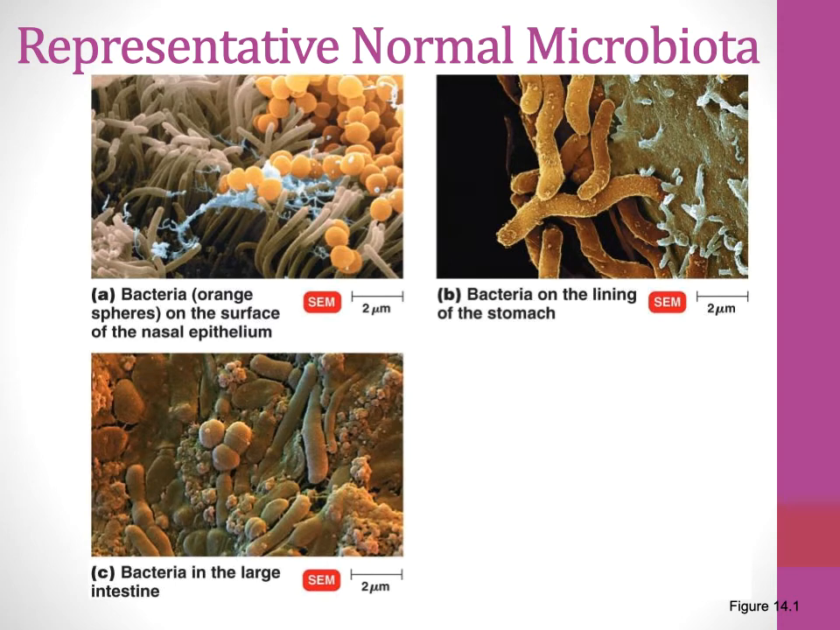So this is just showing you some of the different normal microbiota that might be present. In panel A, you can see these orange spears, and this is actually from your nose. So these are maybe like Staphylococcus or Streptococcus that are present. In panel B, these are bacillus that would be present in the lining of your stomach, so these could be like E. coli. You can see in the large intestine this mixed population.